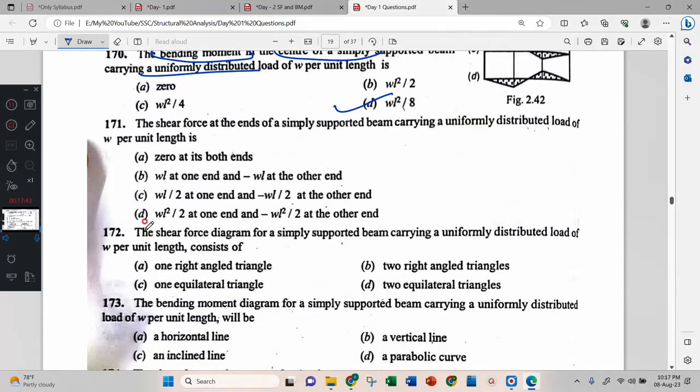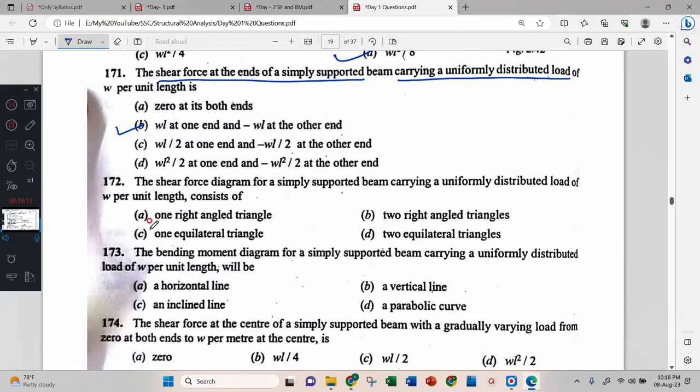Next, shear force at the end of the simply supported beam carrying uniformly distributed load. Correct? Next. Shear force diagram for a simply supported beam with UDL.